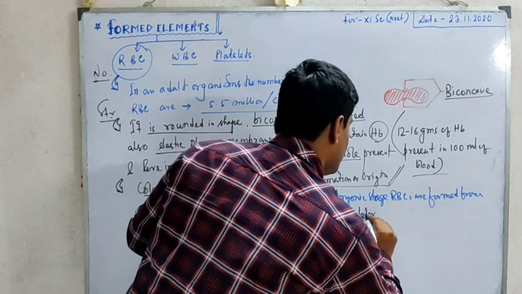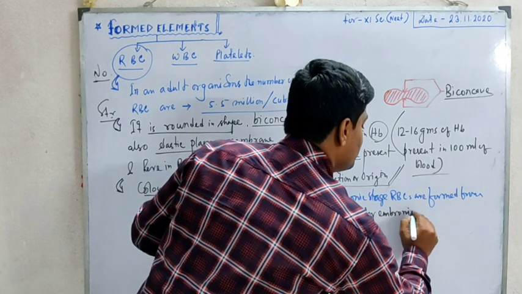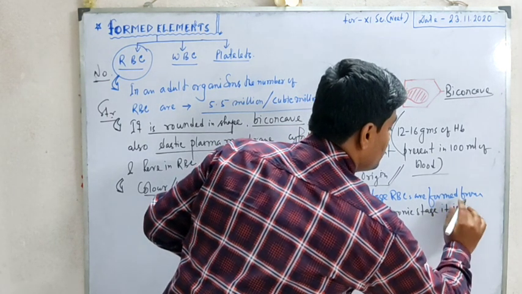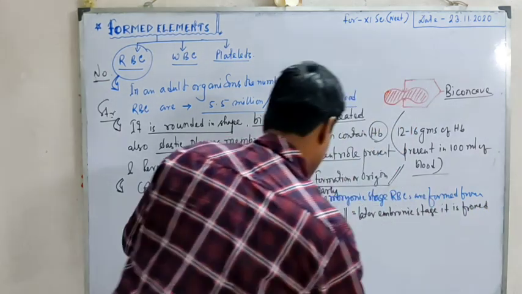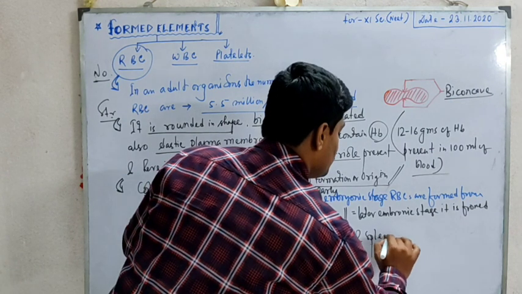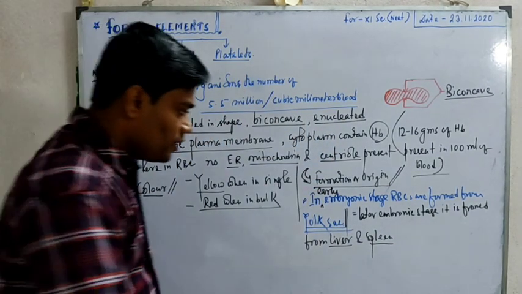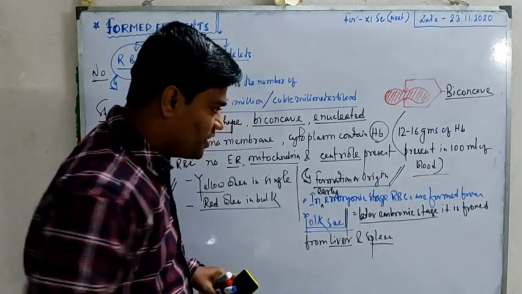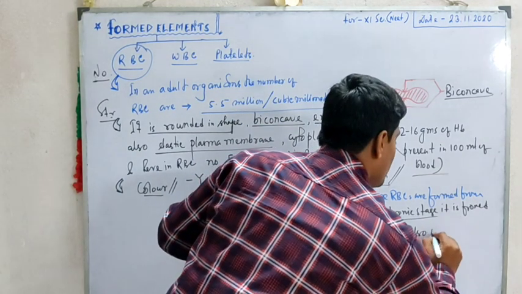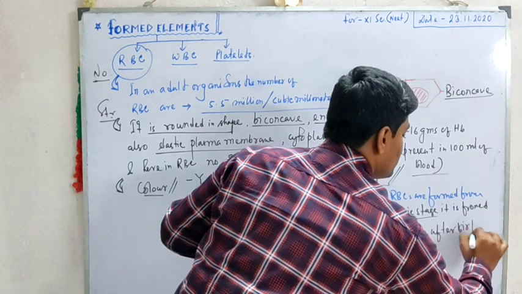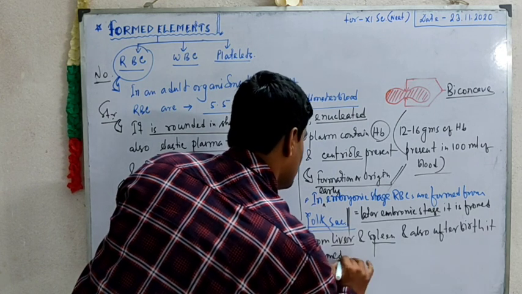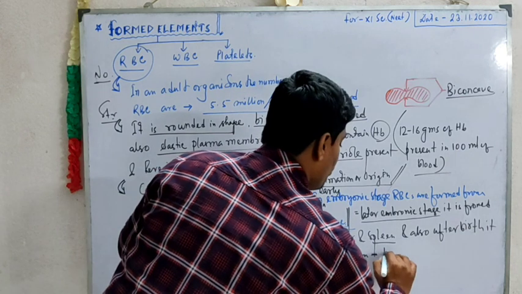In the later embryonic stage, it is formed from the liver and spleen, and also after birth it is formed from bone marrow.